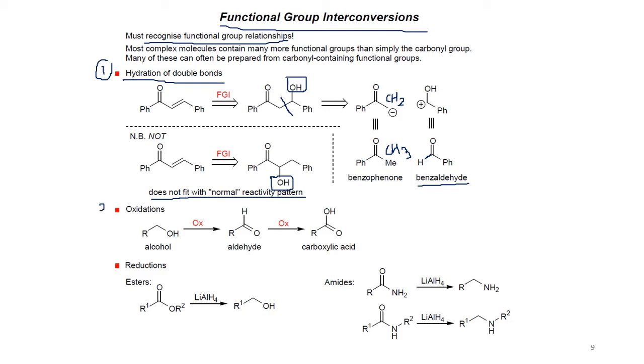Okay, so another example of FGI is also oxidation reaction, where you have an alcohol that can be converted into aldehyde from oxidation reaction. So aldehyde can be further oxidized to carboxylic acid. So functional group interconversion can also be done from reduction reaction, where you have an ester. So this ester, when you reduce, will give you an alcohol. So if you have amide, when you reduce an amide, it will give you either primary or secondary amine.